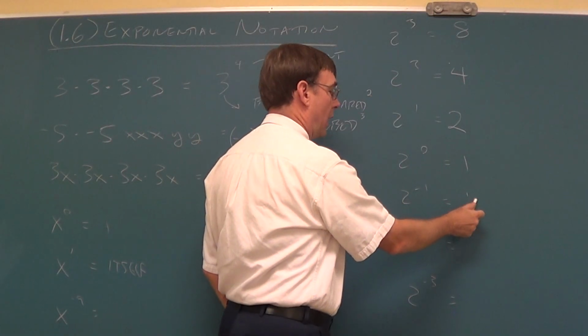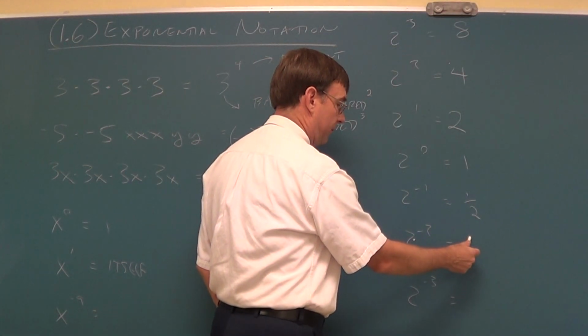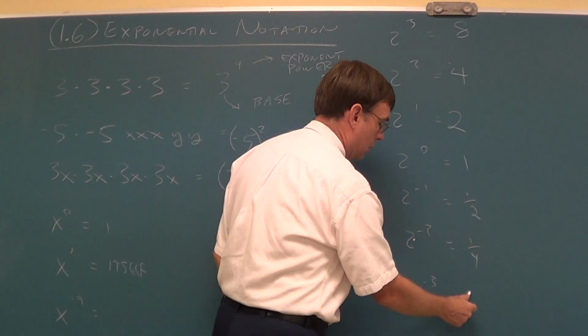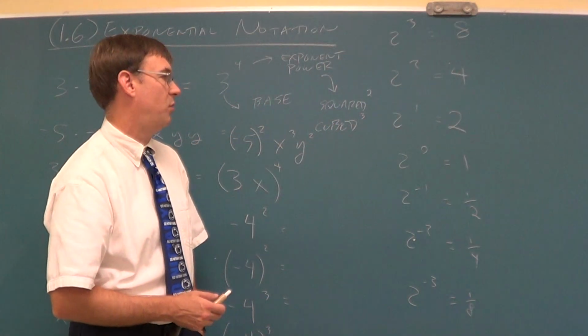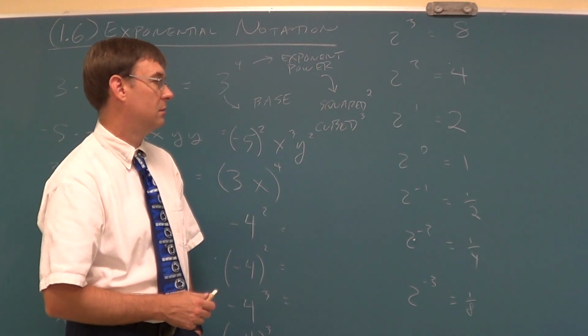So what would a -1 power be? 1 over 2. How about this one? 1 over 4. Agreed. And 1 over 8. So then my next question is, what do negative powers do to things?